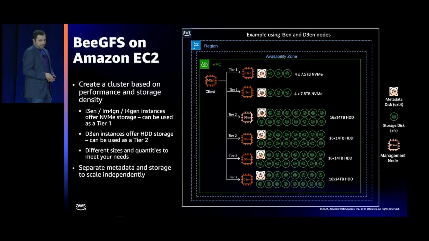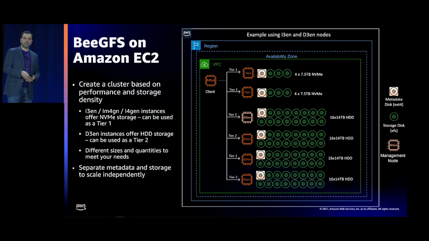So here's a basic architecture to show you how you can deploy BeeGFS on EC2. What I'm showing here is a cluster that consists of 6 different servers. So technically you can create a cluster based on performance and storage, so you can choose between different instances, and Emmet already walked us through the different instances that we offer today. So you can pick and choose and say, okay, I need to create a cluster based on, for example, what I'm showing here, the i3en and the d3en.